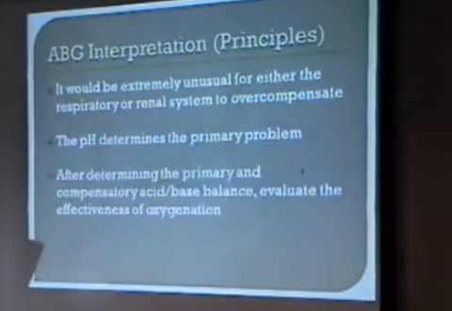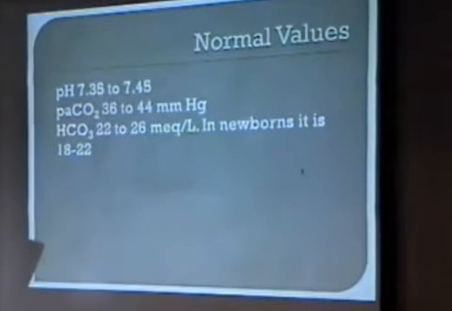This will help us decide which is primary and which is secondary. Second, the pH will tell us which side the pH is on, and that will tell us what the primary problem is, within range. We will see some exceptions now. After determining the primary and compensatory acid-base problems, then we'll look at oxygen. So normal pH is 7.35 to 7.45, that's arterial. Venous will be a little more acidic, but because we have a buffering system, it will still be close to this. PCO2 is 35 to 45, that's arterial. Venous will be 5 more. And we'll look at the numbers now.